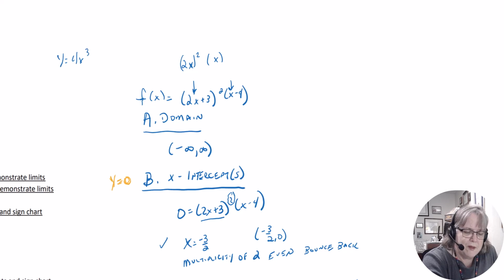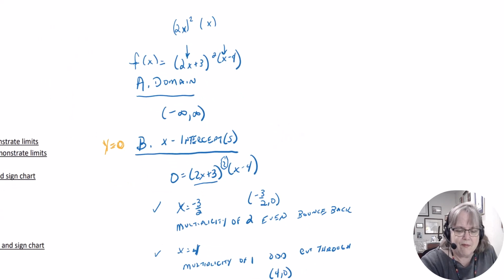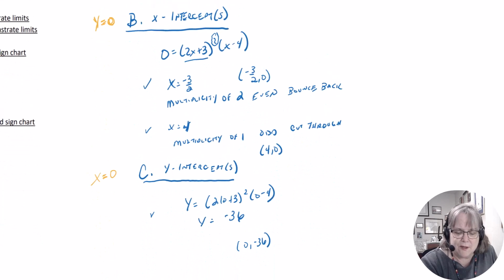This is 4x cubed. So the lead term is 4x cubed. So it's a cubic, which means it's going to be of the form where it starts low and ends high, right? Now that's not normally the way we're going to do this, but it's helpful. So I do want to bring that up just in case you're asked about it. It's going to possibly help us confirm what we're doing at the end. So just in case, here's your minus 3/2, 0. Here's your 4, 0. And here's your 0, minus 36.